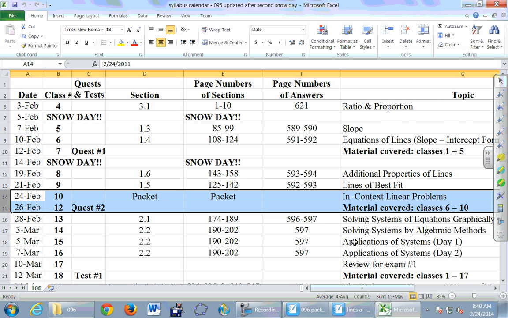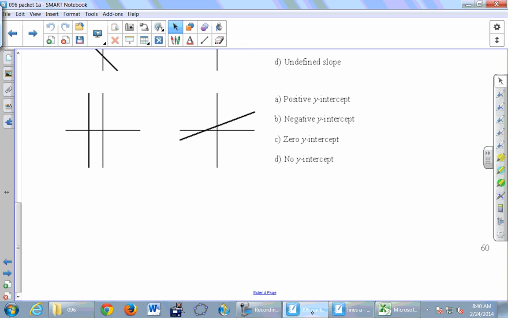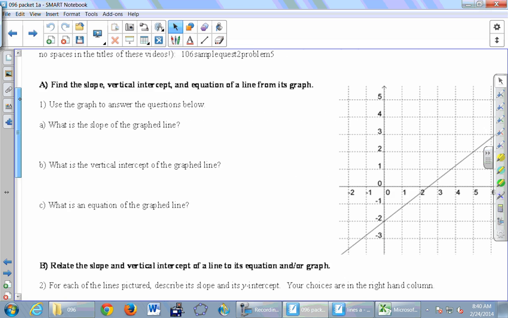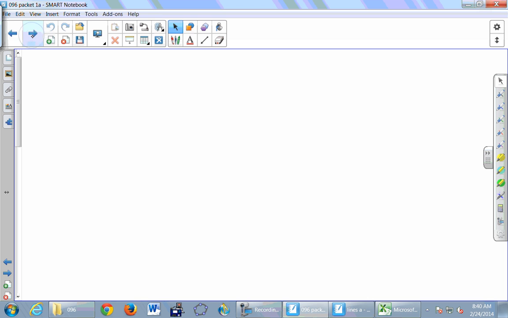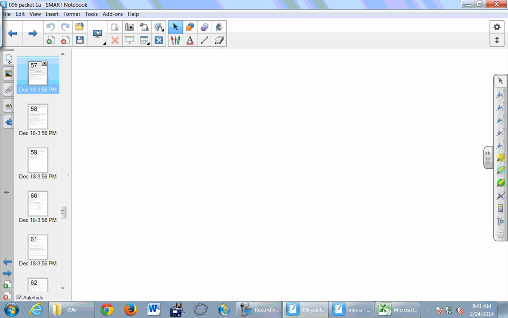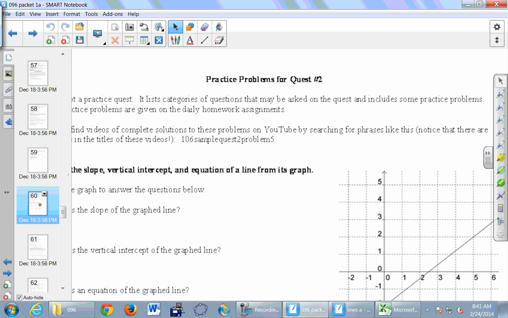All right, so in terms of the quest, I wanted you guys to open to page 60 because that is where you will find practice problems for quest number 2. This is a really good resource in terms of studying and preparing for the quest on Wednesday. And if you go a couple of pages down the road, you should be able to find answers to those problems.